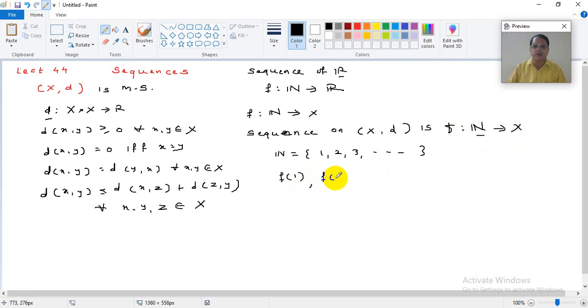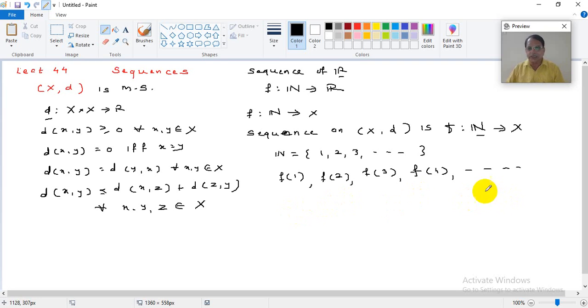Then you will have f of 2, then you will have f of 3, then you will have f of 4, and so on, because these are all natural numbers on which I am operating the function. So this is unending, infinitely many functional values you will get, right? These are called terms of that sequence. F1 is the term of the sequence.